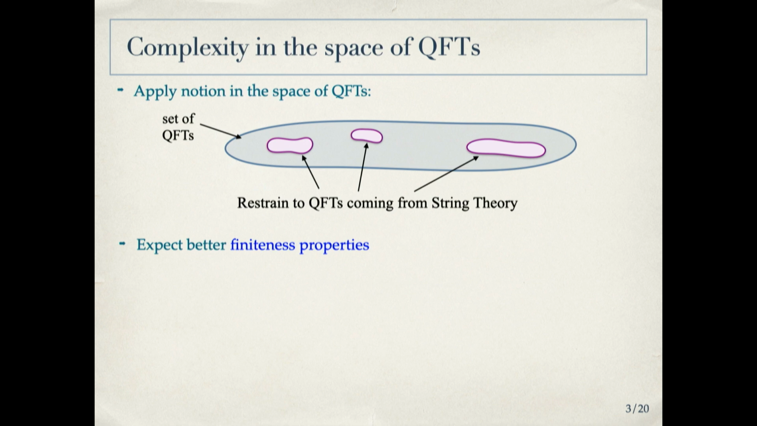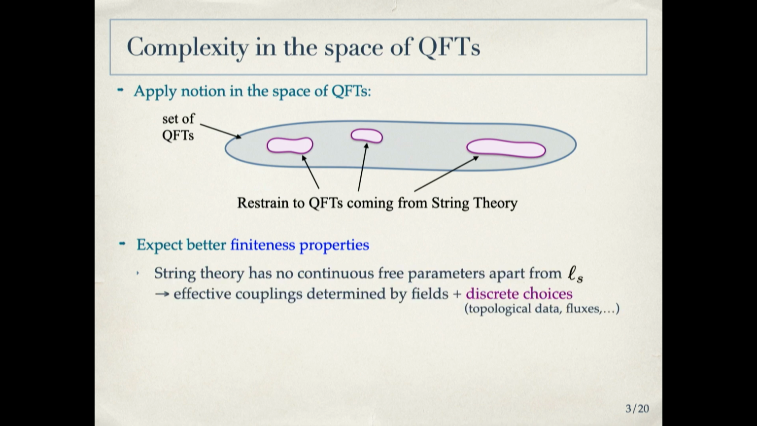Now, how can we proceed? Well, either we can pick a very specific QFT, which is sufficiently nice, or we focus on the set of quantum field theories, effective field theories, which arise in string theory. We actually expect these to have better finiteness properties, and I give you two arguments here. The first one is that, of course, string theory has no free continuous parameters, and all the effective couplings in the effective theory are therefore determined just by fields and, very importantly, discrete choices. So we expect maybe a somewhat nicer behavior.